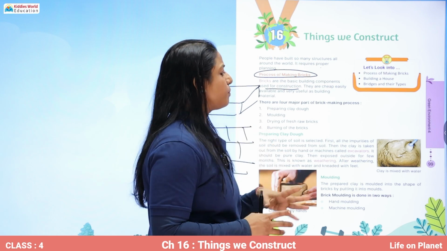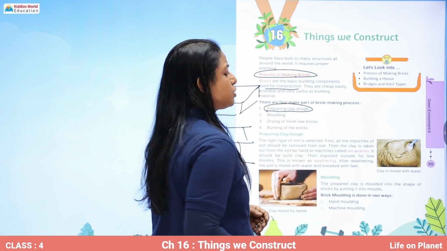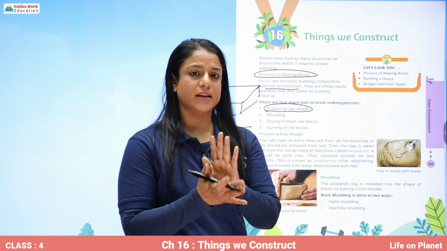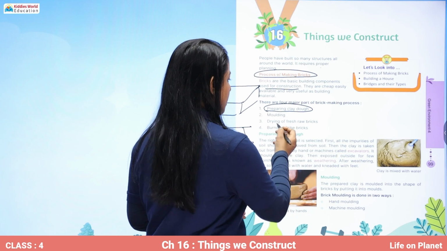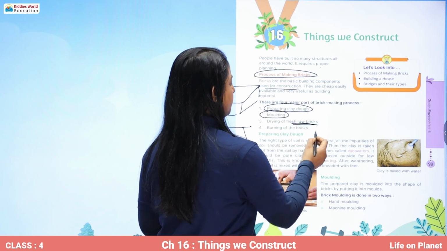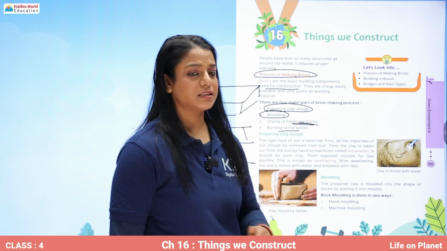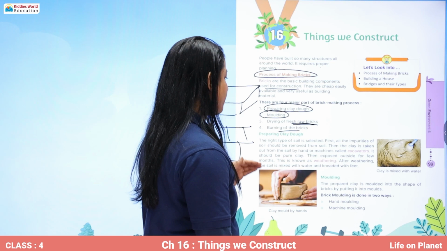There are four major parts of the brick making process. Preparing a clay dough, so clay dough of which there is a shape given of a brick. Then molding, drying of fresh raw bricks and burning of bricks. Now let's study about each one of them one by one.